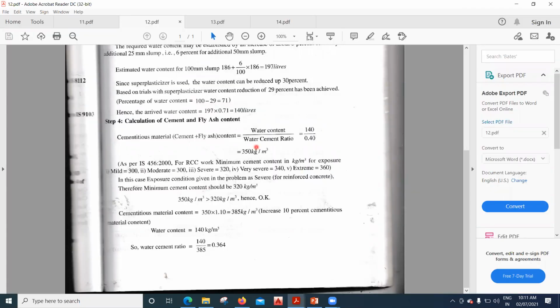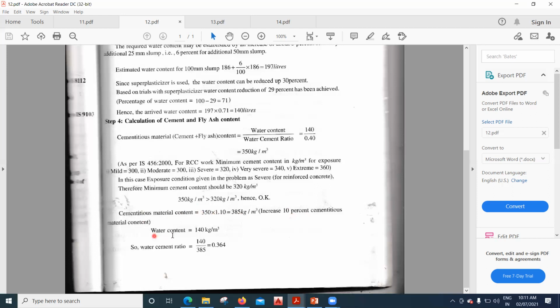We are getting 350. So my 350 is greater than 320, hence this is also okay. Now there's one more catch here. Since we're using a cementitious material content, you can increase this by 10%. Whatever answer you're getting, that 350, you have to increase it by 10%. So cementitious material content is equal to 350 into 1.10, which comes out to be 385 kg per cubic meter. So if you're increasing this, then again what will happen?